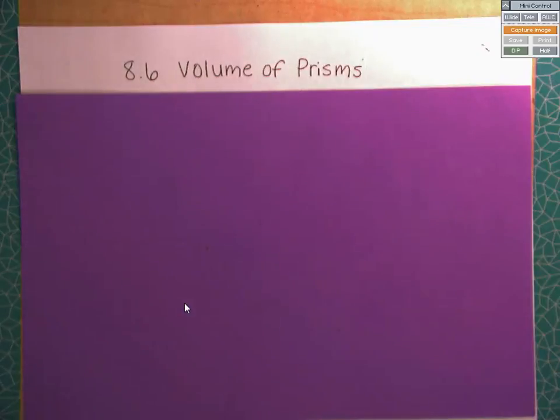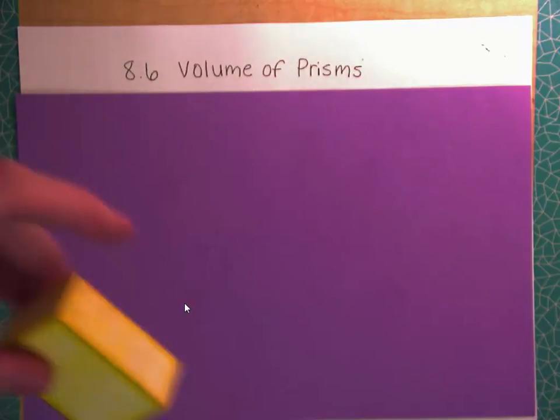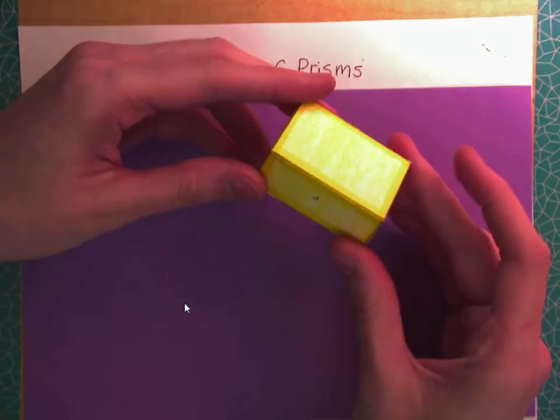Okay, so the first thing we're going to look at is the volume of prisms. Now there are different types of prisms. The main ones we're going to look at are rectangular prisms and triangular prisms. Now a rectangular prism is basically going to be just like a box.